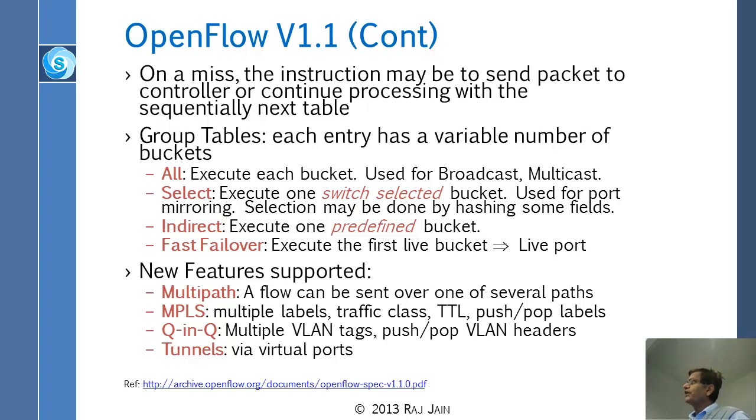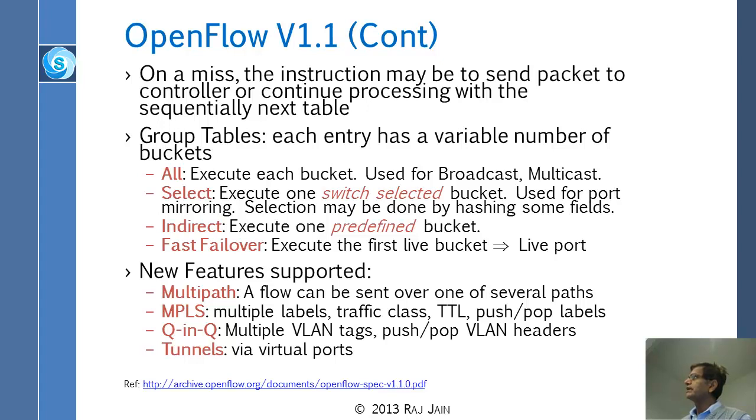So basically, when you want to monitor traffic, that is when we need port mirroring, right? Everybody remembers port mirroring? Port mirroring is when the traffic is going to X, but somebody wants a copy of it. Some manager wants a copy of all the packets. That is when we use port mirroring. So in that case, you can send it to one of the managers, and you select that based upon hashing some fields. So, if there are many different places the packets are going to be mirrored, then you can select by hashing some fields. Indirect means execute one predefined bucket.